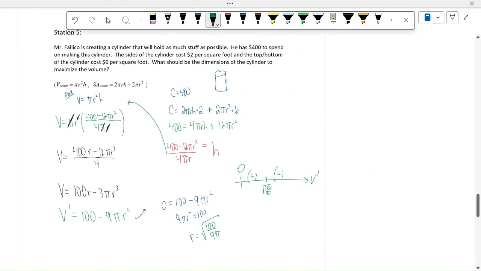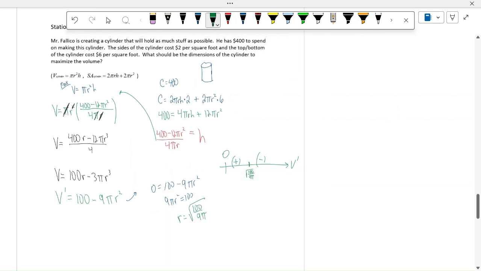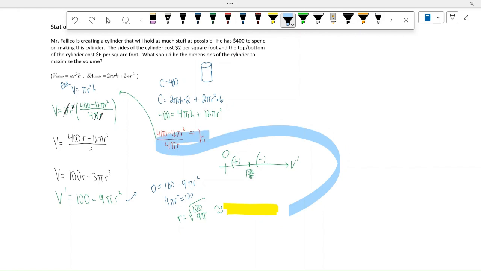Now, this problem is not a theoretical problem. It is a problem with words in it and so forth. It has context and so forth. So at this point, what I'd recommend is go to your calculator, figure out what decimal this is. Take the square root of 100 divided by 9 pi. That will give you your r value. Once you know that, you can plug that in up here to get your h value for your height. That will give you the dimensions to maximize the volume then.